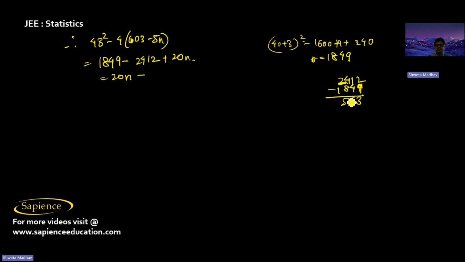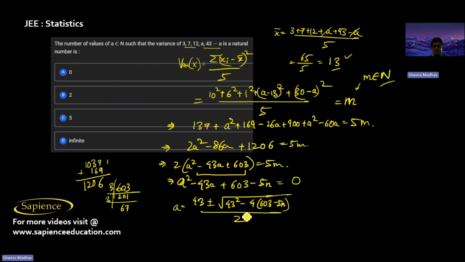And 5. This is 563. So the discriminant is 20n minus 563. Now it should be a perfect square. Then only A will be rational, and if A is rational, then only it can be a natural number. It means this entire thing should be a multiple of 2. This should be an even number. Then only A will be a natural number.